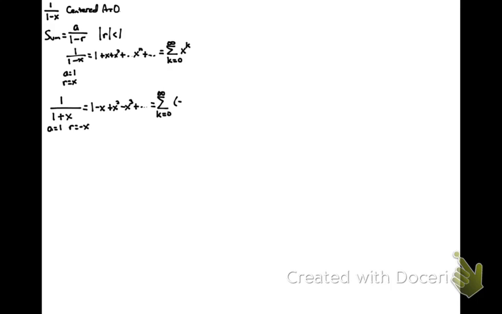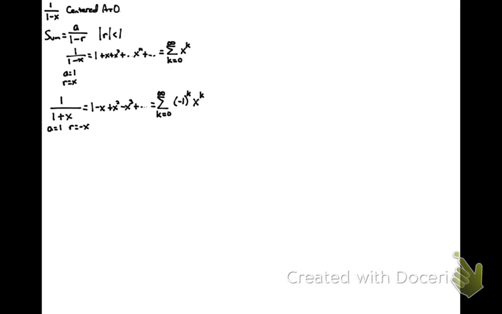I want the first term to be positive, so I'll have negative 1 to the k power. Anything to the 0 power would be 1. When k is 1, I'll have negative 1. When k is 2, negative 1 squared is positive 1, right? So I'm getting the right type of change from positive to negative in my series. And this would be times x to the k power.